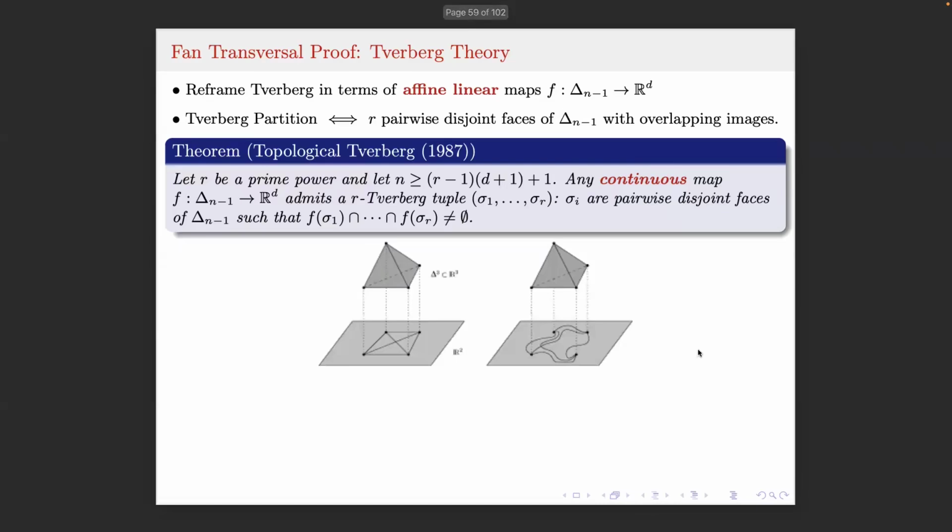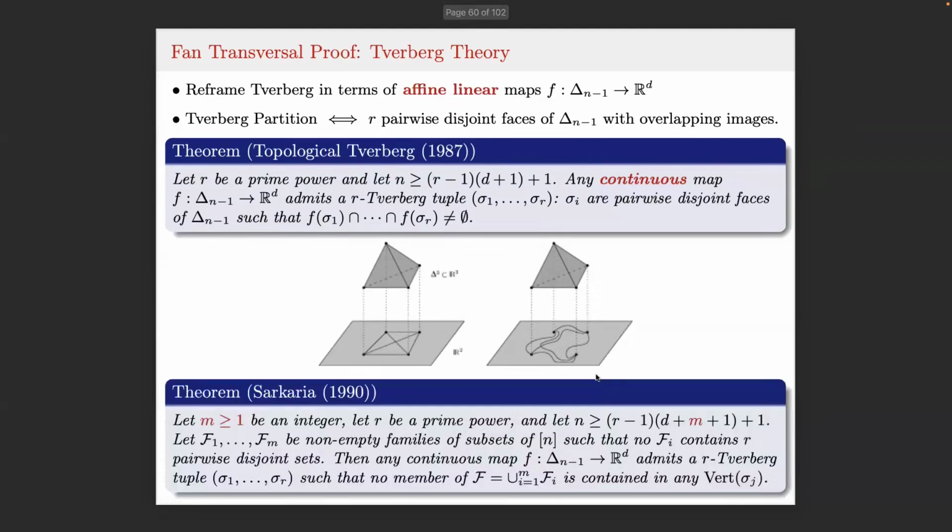So here's a little picture when R is equal to 2, of non-topological versus topological Radon's theorem. So you have your 4 points in the plane and you're viewing them as coming from the 4 points on this tetrahedron. This would be an affine map. And then this is a more general continuous map. And no matter what, you have opposite edges on this tetrahedron whose images overlap.